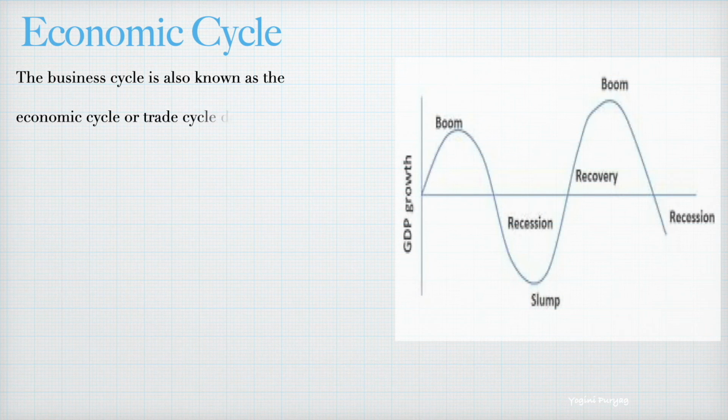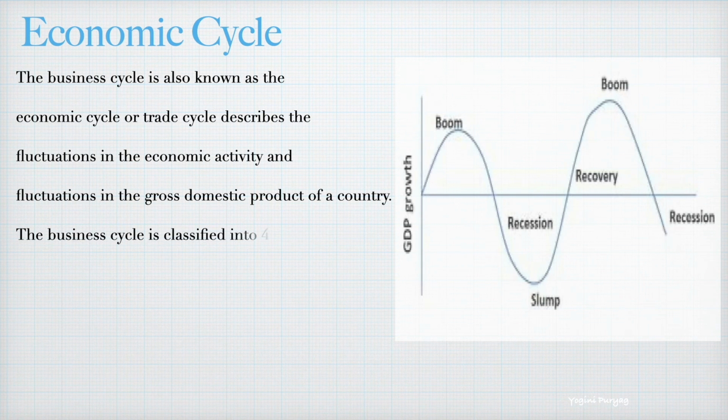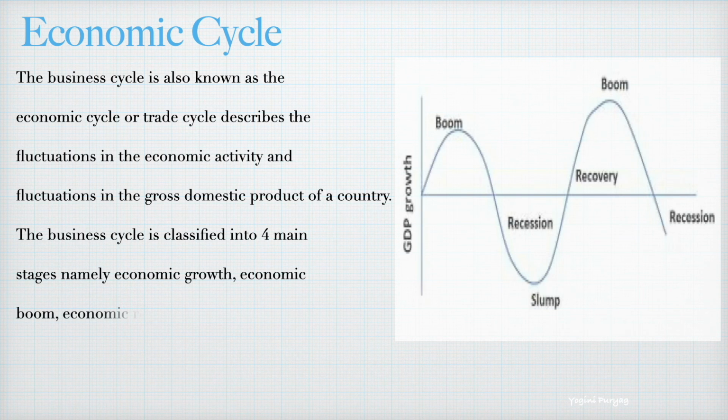Economic cycle. The business cycle, also known as the economic cycle or trade cycle, describes the fluctuations in the economic activity and fluctuations in the gross domestic product of a country. The business cycle is classified into four main stages, namely economic growth, economic boom, economic recession, and economic slump.